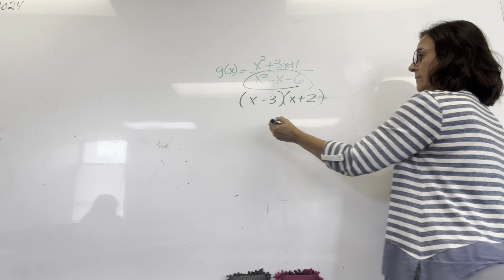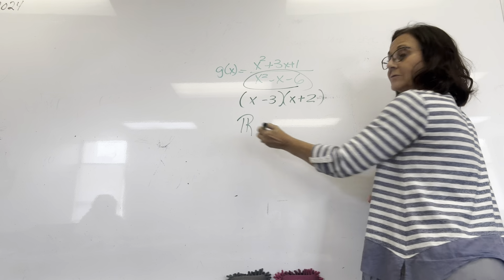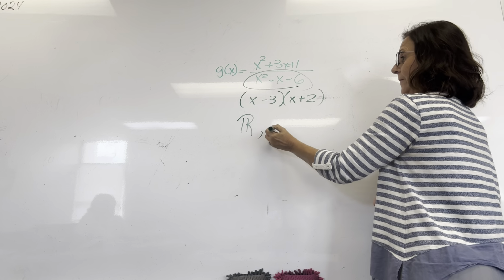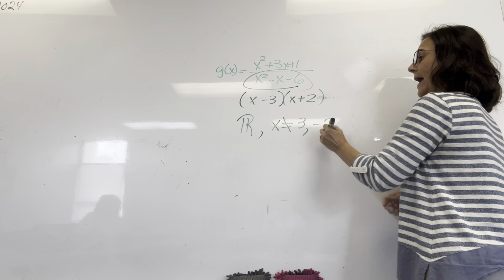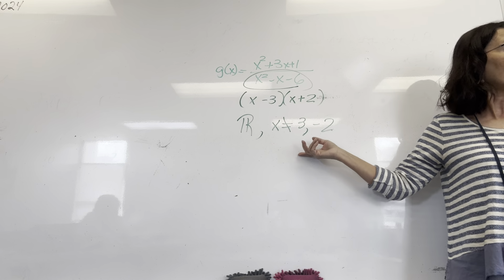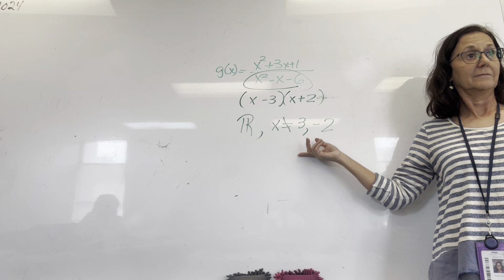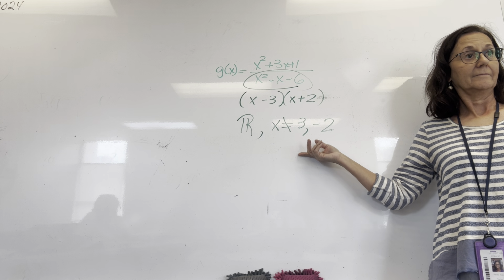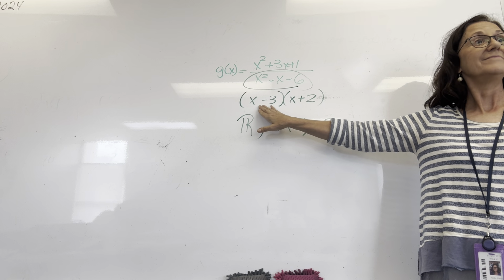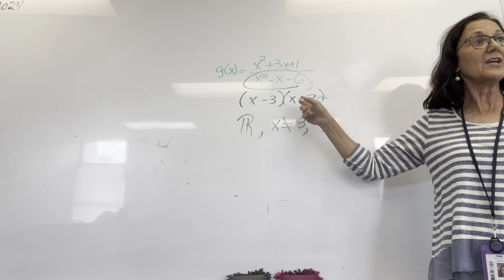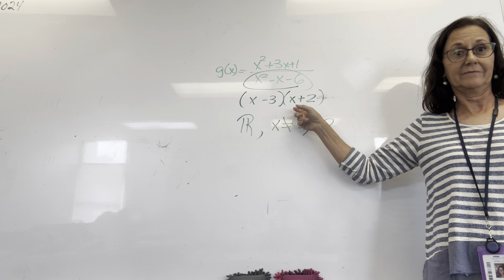So what can x not be equal to? 3 or negative 2. So it's all reals except x cannot be equal to 3 or negative 2. So that would be your domain. Why can't it? Because 3 would make that 0, and 0 times anything is 0.